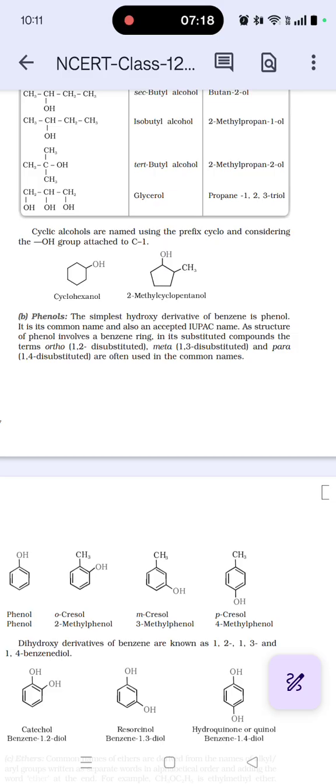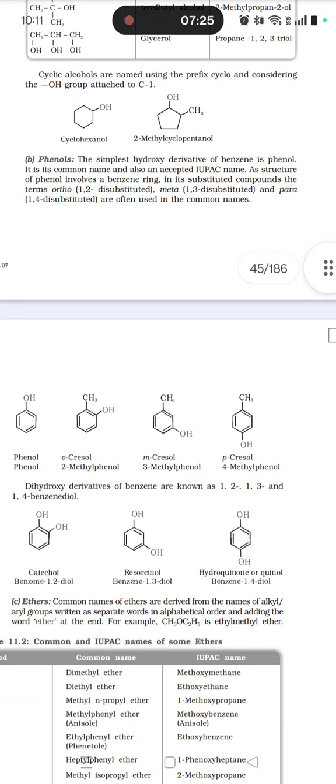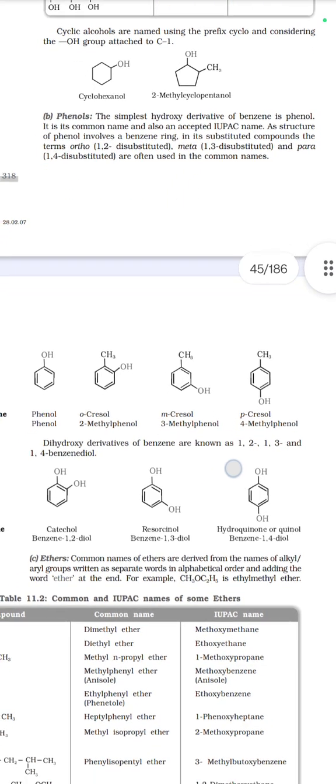Here are the structures of cyclohexanol and 2-methylcyclopentanol. Next one is phenol. The simplest hydroxy derivative of benzene is phenol. It is a common name and is also accepted as an IUPAC name. The structure of phenol involves a benzene ring in its substituted compound. The terms ortho, meaning 1,2-disubstituted, meta, 1,3-disubstituted, and para, 1,4-disubstituted, are often used in common names.